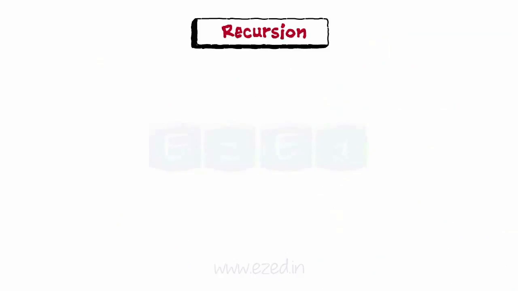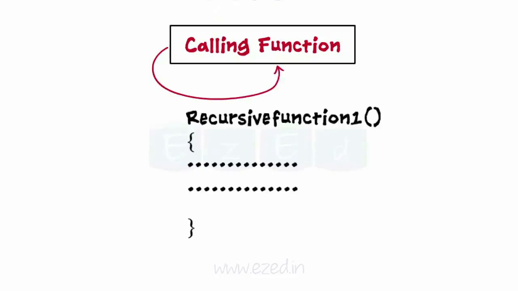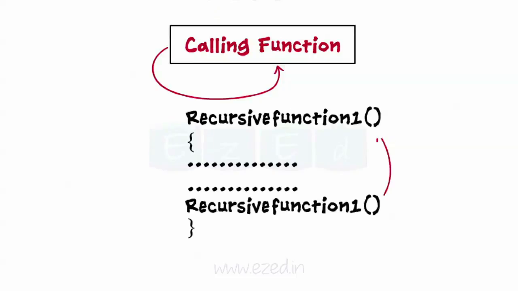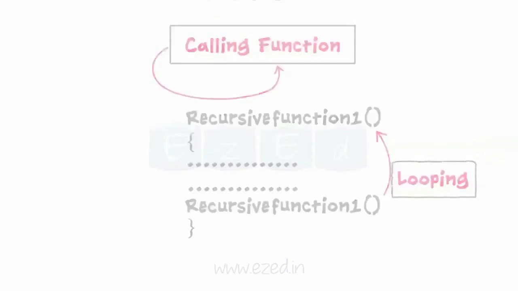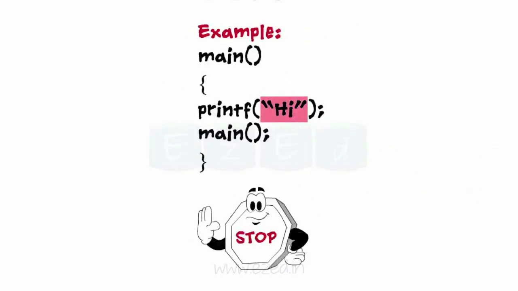Now let's learn what recursion is. Chaining occurs when a called function in turn calls another function. Recursion is a special case where the calling function calls itself. One of the instructions in such a function is a call to the function itself, usually the last statement. In some ways, it is similar to looping. This will display hi continuously. To stop the execution, we will have to break the program and terminate the execution abruptly.